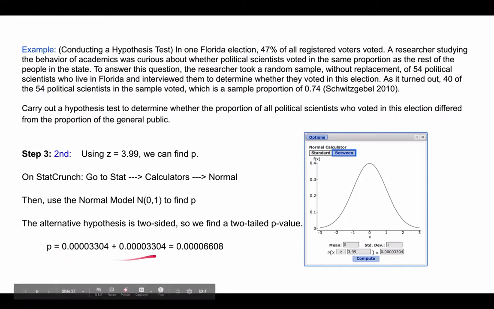If you add those two together, you get your p-value right here. So for an alternative hypothesis that is two-sided with a not equal to sign, you have to add these two together. It's a little bit more complicated than the other way, than a one-sided. Okay, so this is our p-value.